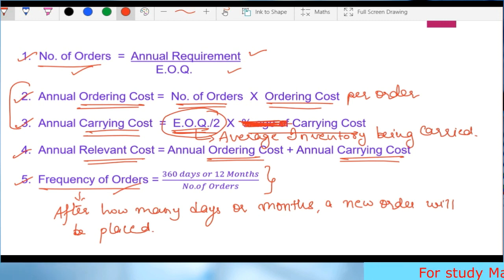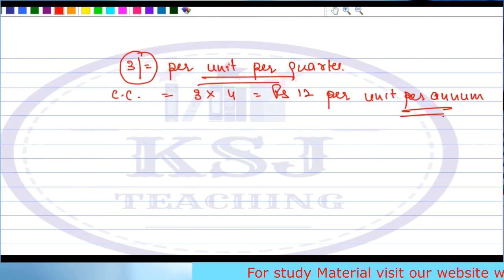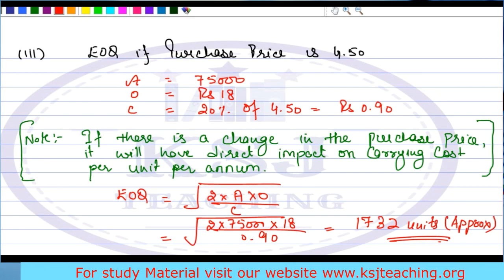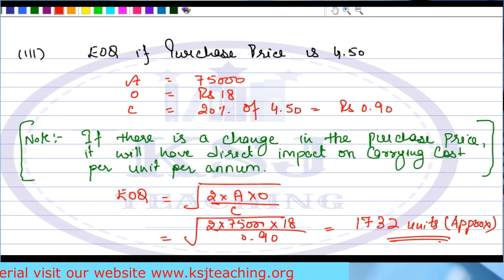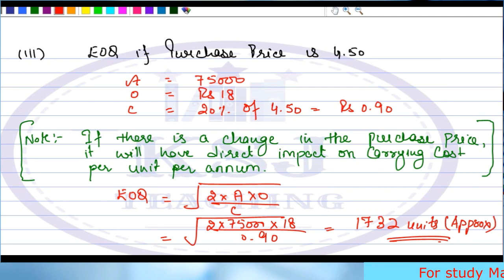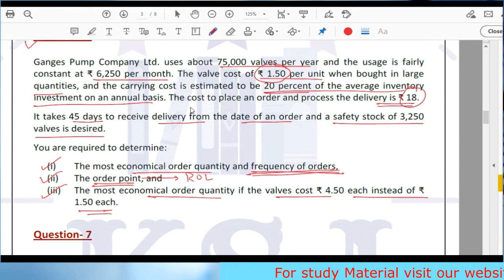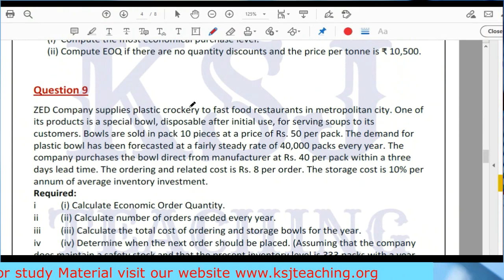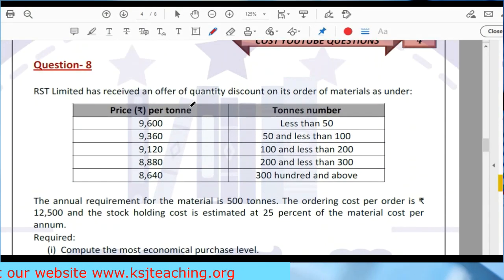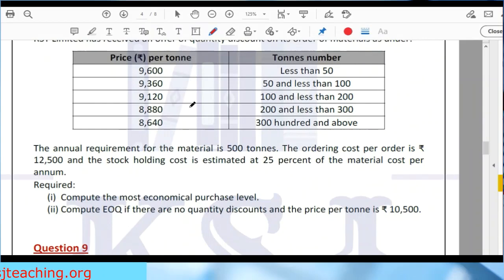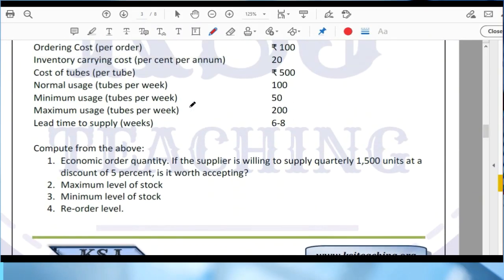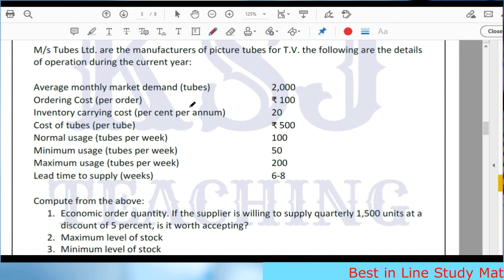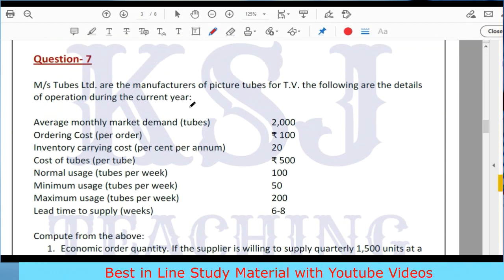Frequency of orders I have given you, and the line that I have given as a note is again very important: if there is a change in the purchase price, it will have direct impact on the carrying cost per unit per annum. So these are the few things you need to keep in mind while doing EOQ. For the next lecture, we'll be doing question number 7, 8, and 9. These three questions are very good questions on EOQ, covering maximum parts of your EOQ. I have tried to cover a lot of things here. So we'll do these 3 questions in the next lecture.